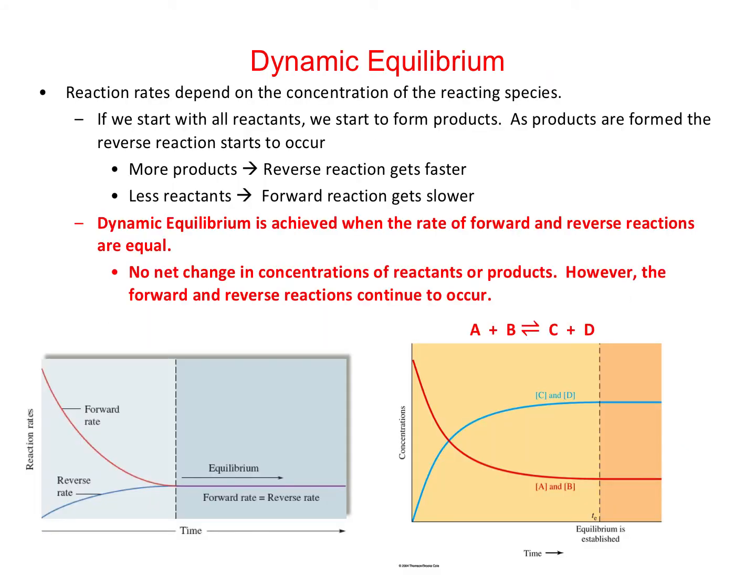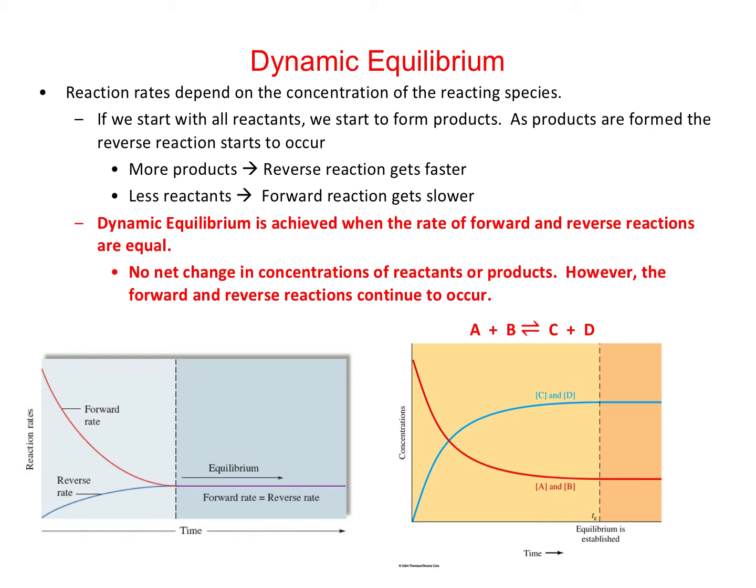Now, as we saw in the last chapter, reaction rates depend on the concentration of the reacting species. When we start a chemical reaction with only reactants, the reaction can only go in one direction. We're only going to get the forward reaction. So at the start, the rate of the forward reaction is relatively fast, and the rate of the reverse reaction is effectively zero. But as the reaction proceeds, we start to make more products, and once we have some products, the reverse reaction can now happen. As we make more products, the reverse reaction gets faster, and as we lose reactants, the forward reaction gets slower.